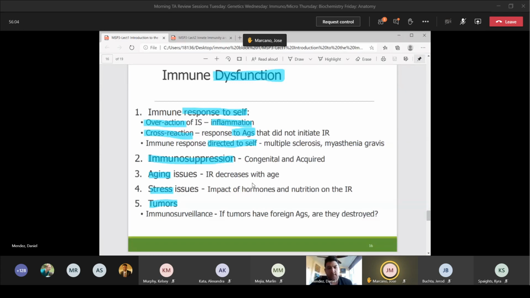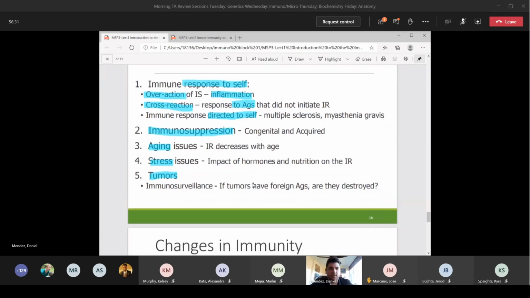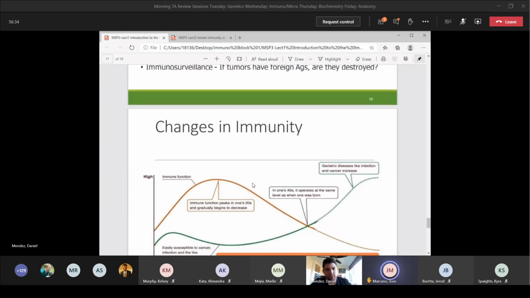Stress, you'll go through this in every class as well, but as your stress increases, your cortisol level increases, and then steroids specifically have a direct response on your immune system and decrease your immune system. And then tumors are just cells that have passed immunosurveillance. You'll talk about them, and tumors actually have very specific ways of avoiding T cells, so that they don't get destroyed.